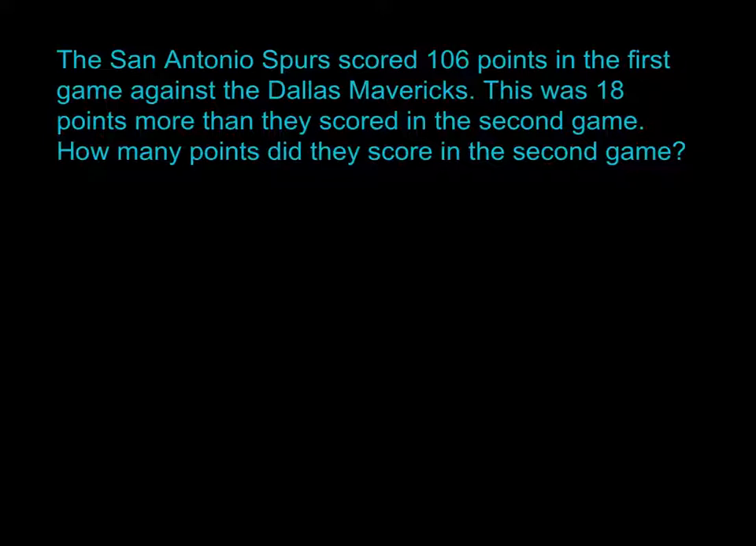So the first thing I'm going to do is break down my problem. I know that there were 2 games played, and in the first game the Spurs scored 106 points. And I know that in the second game they scored 18 points less than in the first game because it says this was 18 more points than they scored in the second game. So that means the first game had more points. So I know that my bar is going to be larger for the first game than the second game.